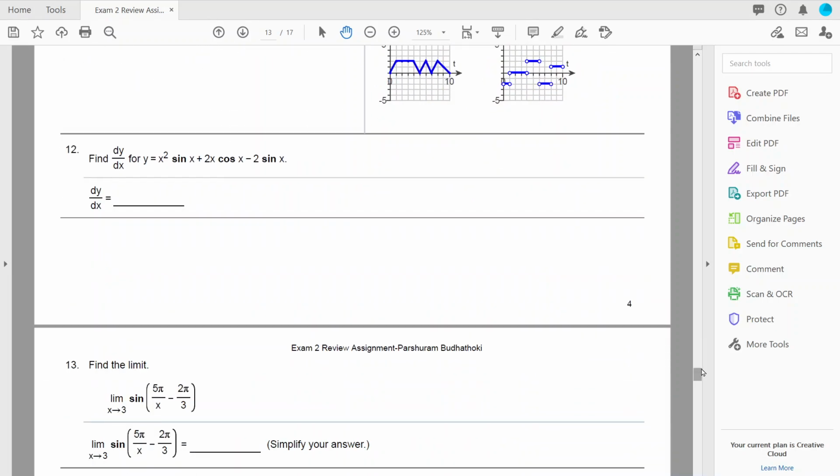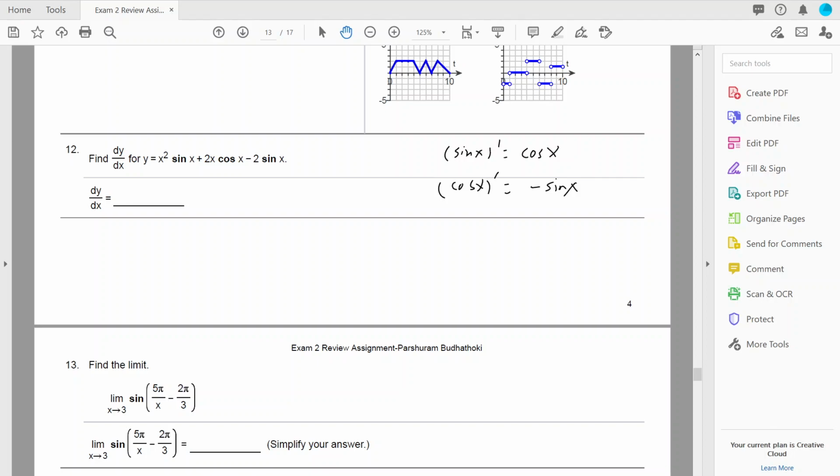Let's go to the next problem. Problem 12: find the derivative of y equals x squared times sine x plus 2x times cosine x minus 2 sine x. Keep in mind, the derivative of sine x is cosine x. This prime means derivative. The derivative of cosine x is negative sine x.